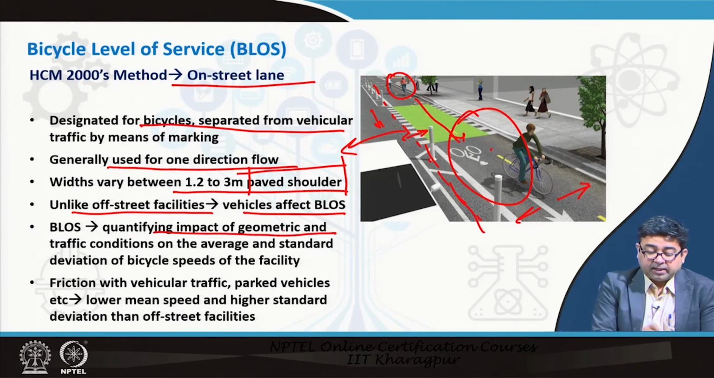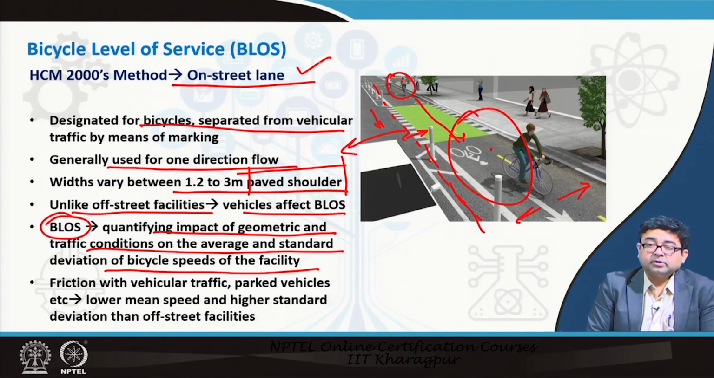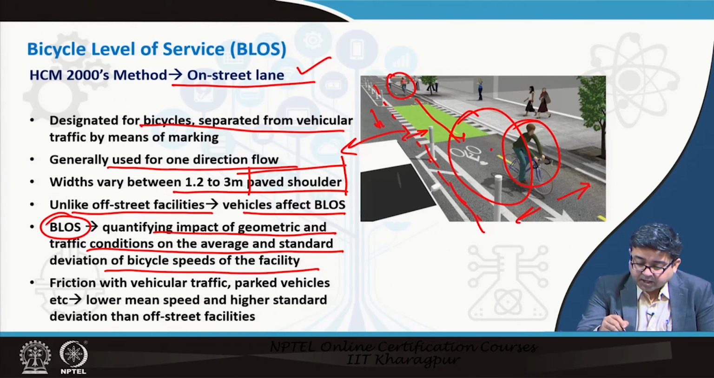Quantifying the impact of geometric and traffic conditions on the average and standard deviation of bicycle speeds of the facility. So, when you are developing the BLOS for on-street lanes, you have to look at the impact the geometry and the traffic conditions have on the average and standard deviation of the bicycle speeds. Friction with vehicular traffic and parked vehicles: if there is a parking lane here, it causes some friction with the bicyclist.